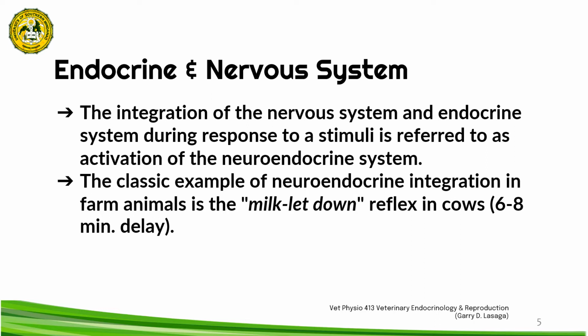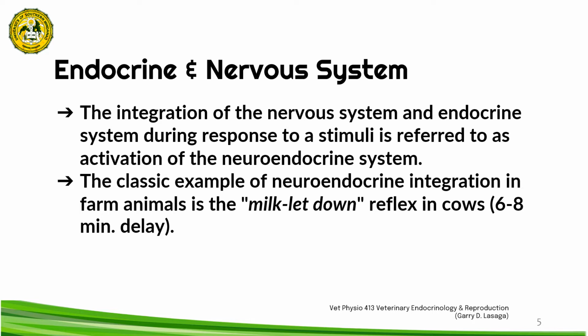Oxytocin is, of course, produced from the hypothalamus, and it is secreted from the posterior pituitary gland, which is located in the head. The release of oxytocin will depend in turn on the neural impulses from the sensory neurons in the udder. So when there is a specific stimulus, such as suckling or manual stimulation, a sensory signal or neural impulse is sent from the sensory neurons in the udder.